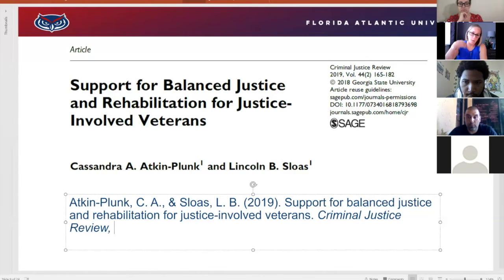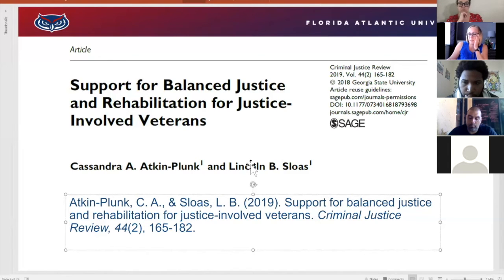And then you put a comma. And then you put the volume number, also in italics, followed by the issue number, not in italics, but in parentheses. Then another comma, and then 165, 18 through 182, the page numbers. Okay.